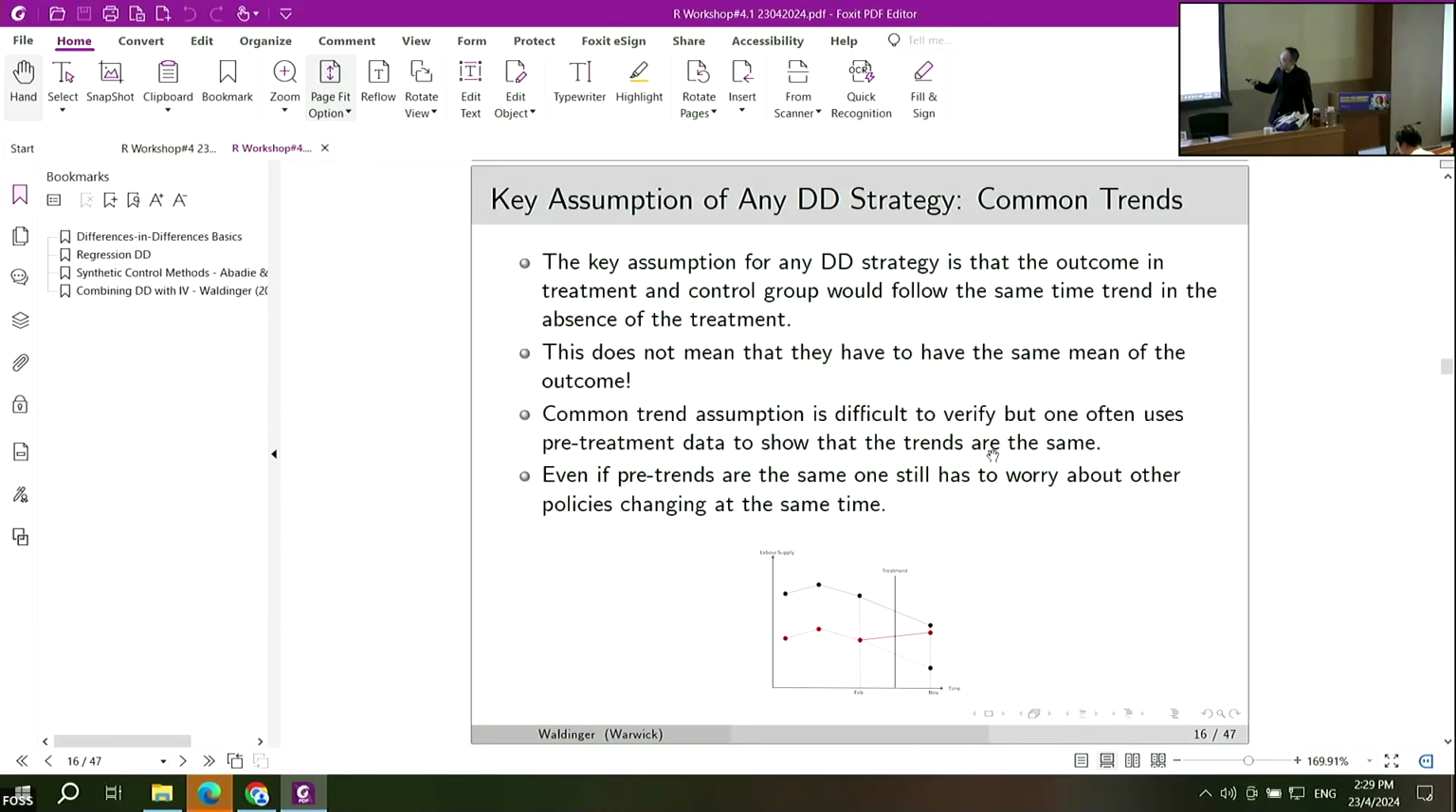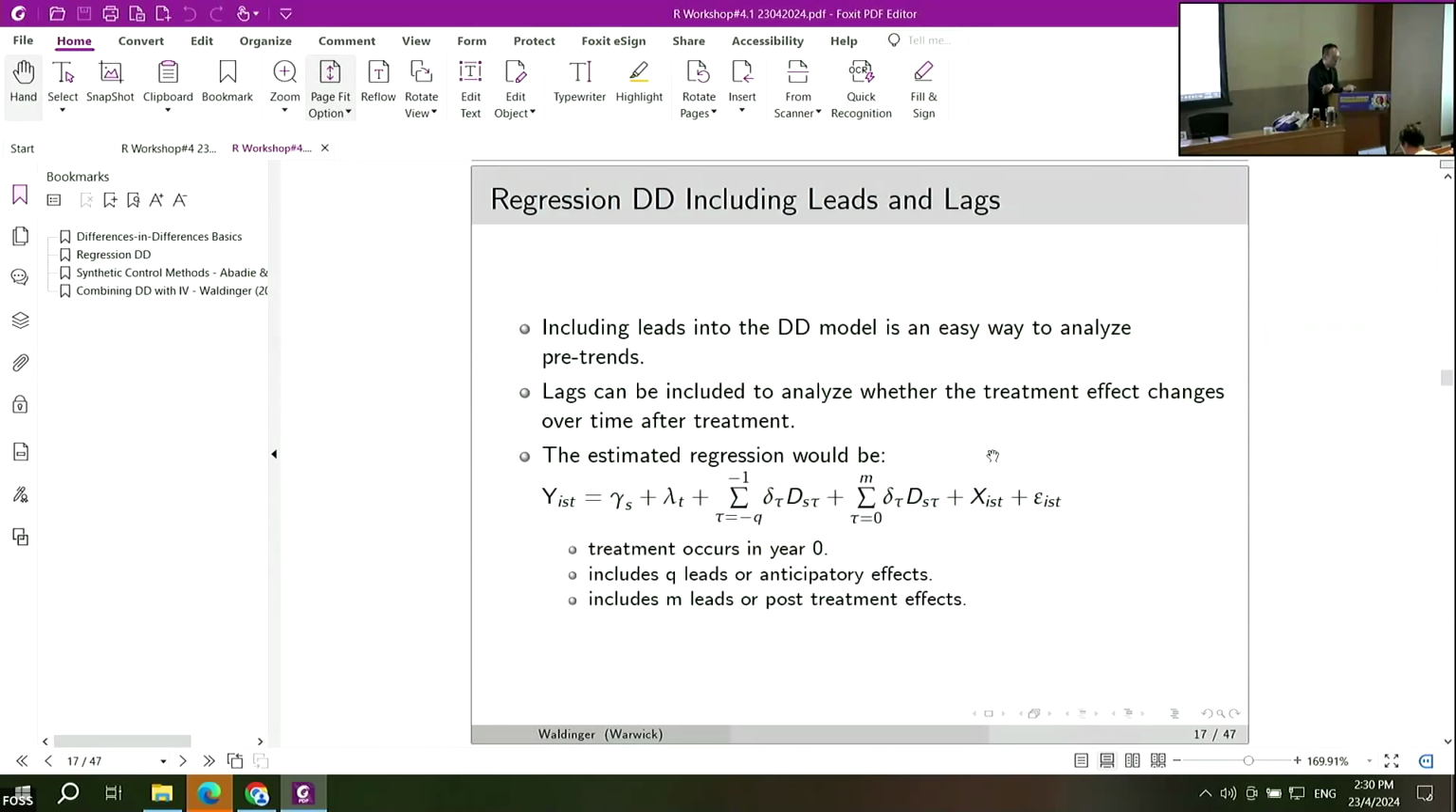And even if the pre-trends are the same, one still has to worry about other policy changes at the same time. So keep in mind that, like I said at the very beginning, difference in difference doesn't give you everything at all. Even if you have a pre-trend that's parallel, which we call common trends, you still have much more to worry about other than the policy impact itself. Because I'm sure you understand, in the state of New Jersey and the state of Pennsylvania, the impact on employment comes with many factors. It could be the minimum wage, it could be lots of other things. Okay, so that's that.